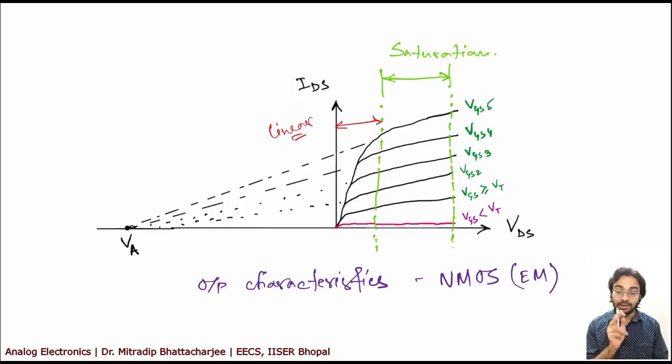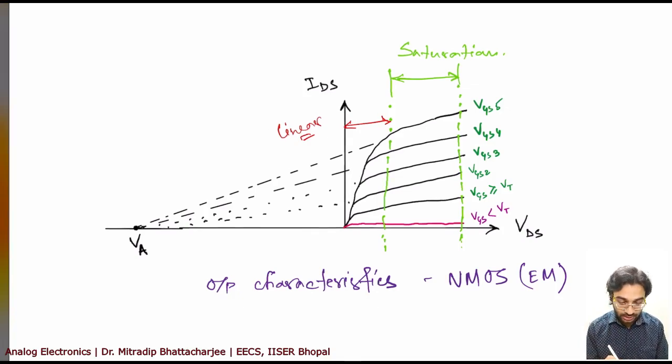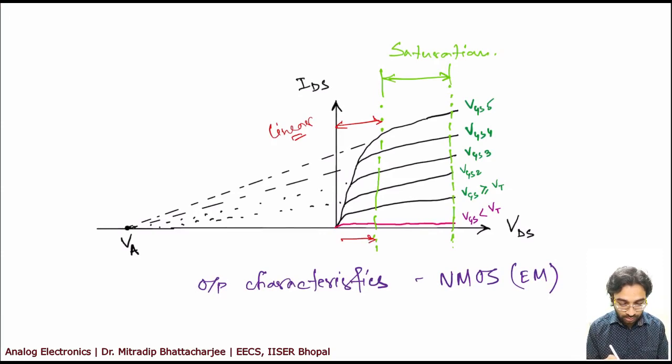However, remember in case of bipolar device, that means bipolar junction transistor, this was saturation. This was known as saturation. Why? Because in that case both the junctions, base emitter and base collector, were in forward bias in this region, so it was saturation. But in case of MOS, this region is saturation. That is one thing that you have to remember.